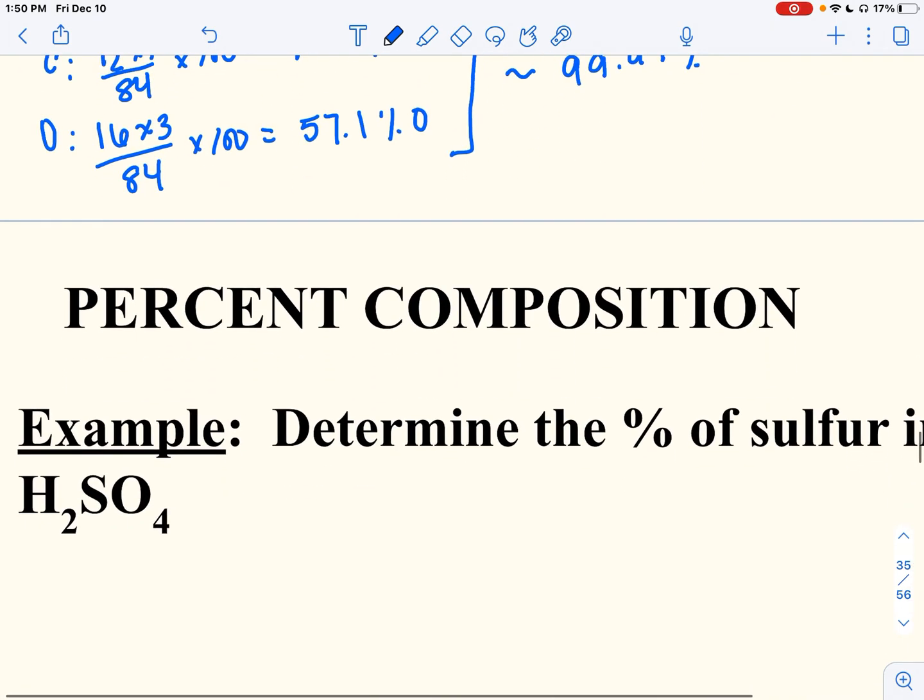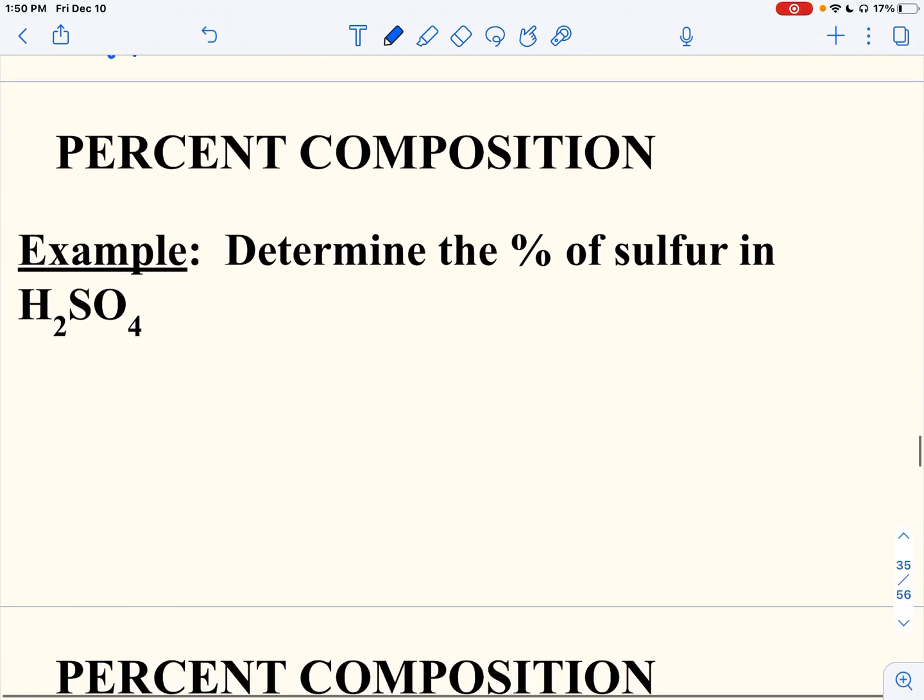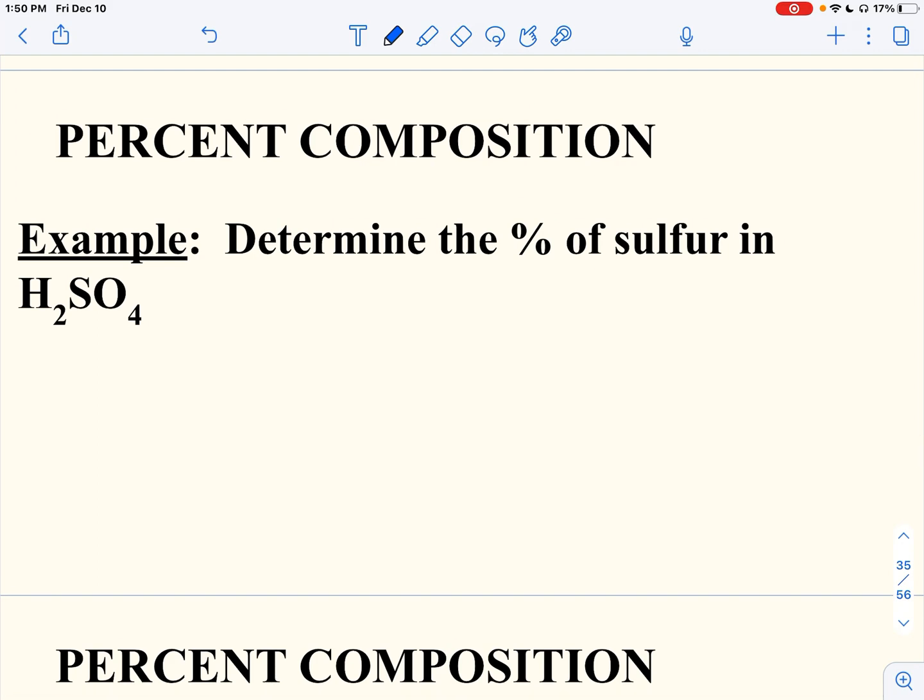The other type of question you might be asked is this, where they give you a compound and they ask you for just the percent of one element. So for that, you do the exact same thing, but you just have to do it for one element. So here, sulfur, its decimal number is 32. Its subscript is 1. And then you put it over the molar mass of the entire compound. So it asks for one element, but you still want to look at the entire compound for the bottom number.